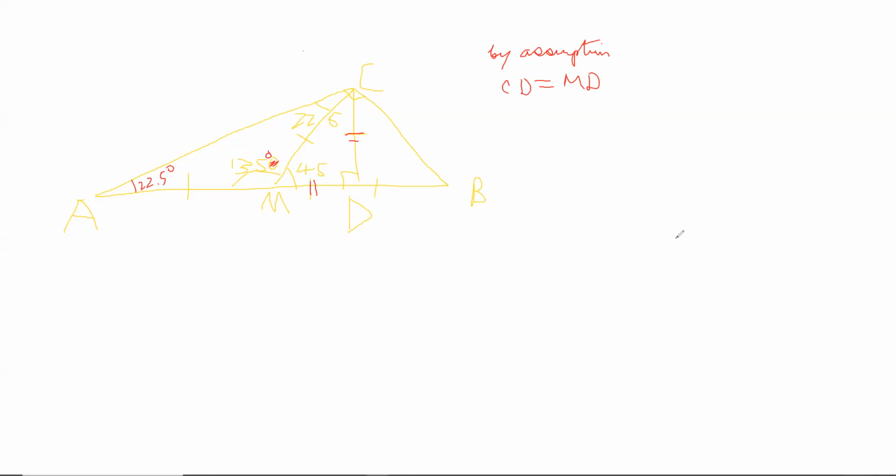And this angle here would also be 45 degrees. Since all of these three angle measures, this angle and this angle, add up to 90 degrees, we can see that we need to find this angle. It's going to be 67.5 degrees.